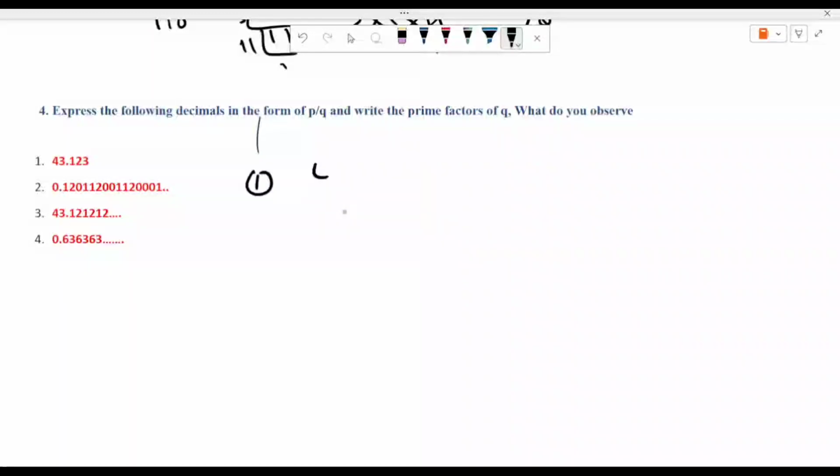Given here is 43.123. To convert it into p by q form, I will remove this decimal, and I will write 1 followed by zeros, after how many digits? 3 there, so I will write 1000. Okay, so now it will be in p by q form.